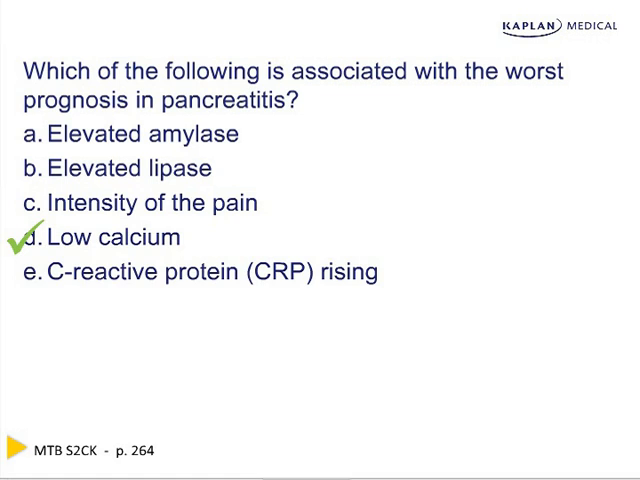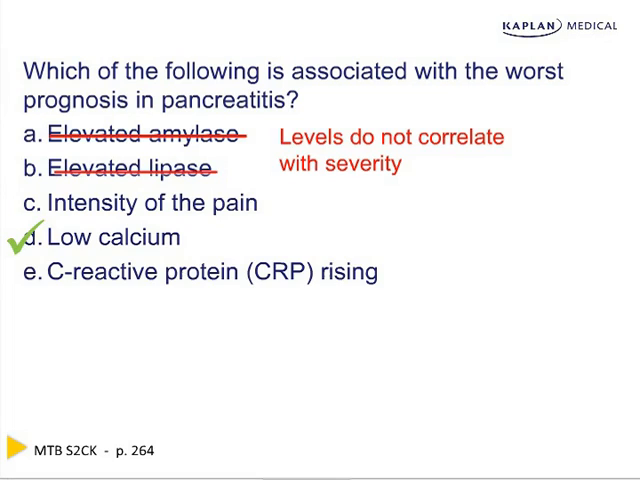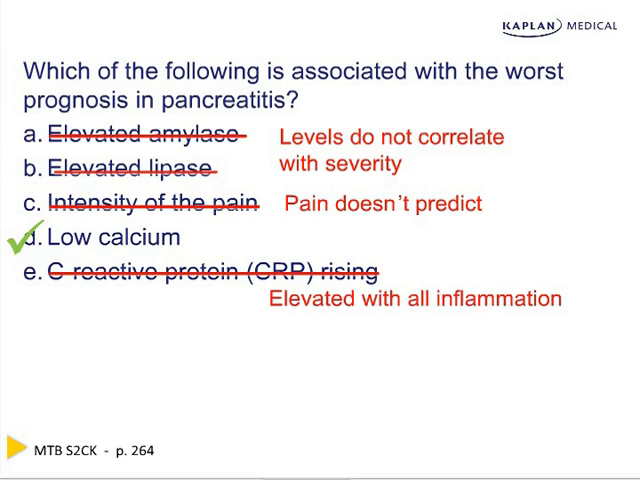Let's talk about the wrong answer choices. Although amylase and lipase are elevated in pancreatitis, there is no correlation between the height of these enzyme levels and disease severity. Intensity of the pain is subjective and never predicts anything. And C-reactive protein will be elevated with all forms of inflammation, therefore it's nonspecific.